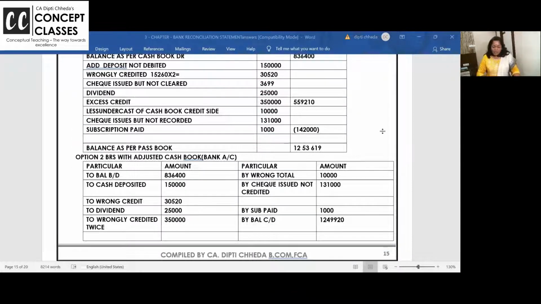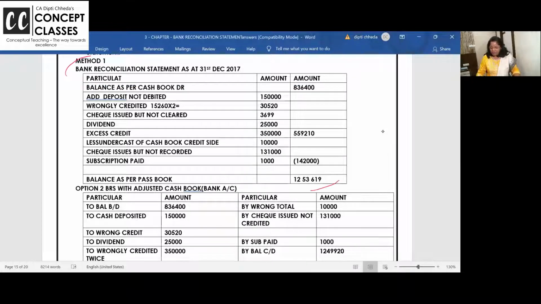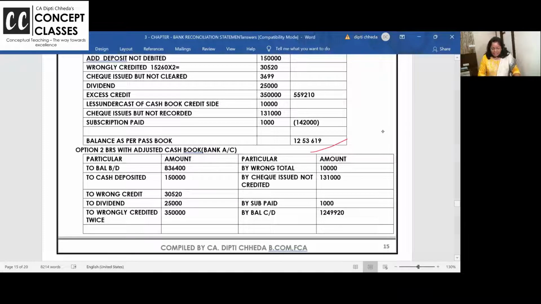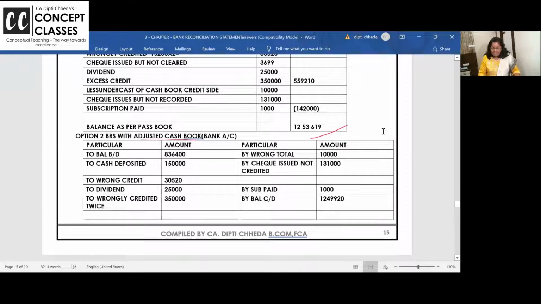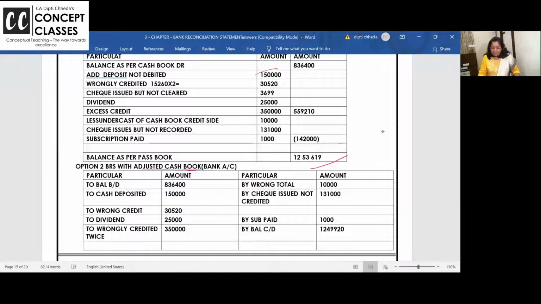So now normal BRS, you have followed. That all add and less you will be able to do. Now, if this is BRS with adjusted cash book, then whatever mistakes we have made, that we have deposited the check but we missed debiting, so now debit.